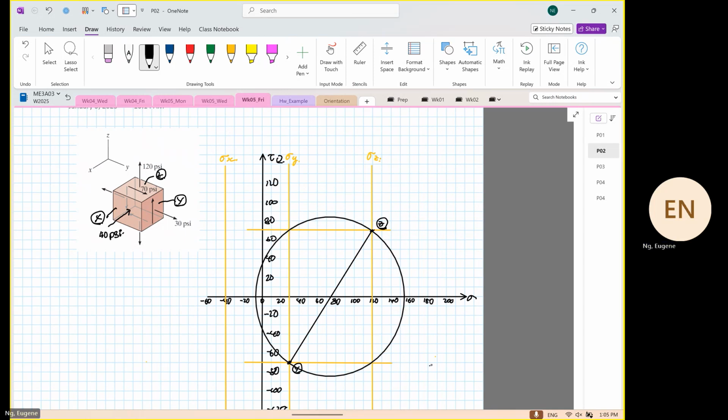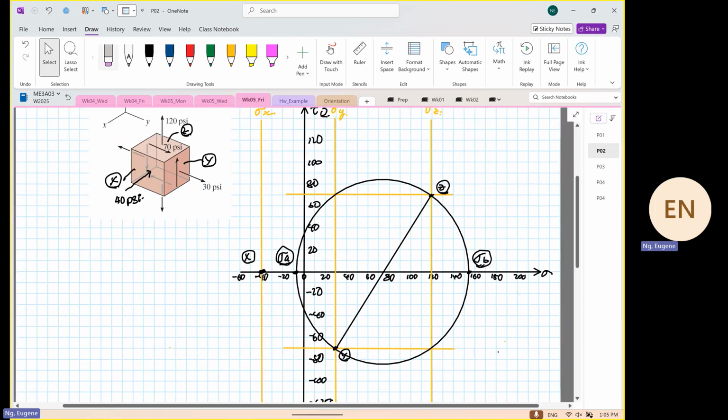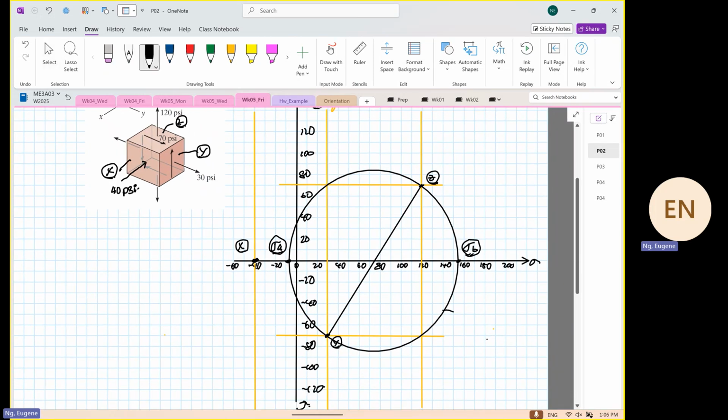Okay. So now we are going to label this as your point A. And this is your point B. And now we know over here, this is your point what? Point X. So at the point X, we are going to draw another circle now. Okay. So before we go on, we are going to label this as YZ plane.